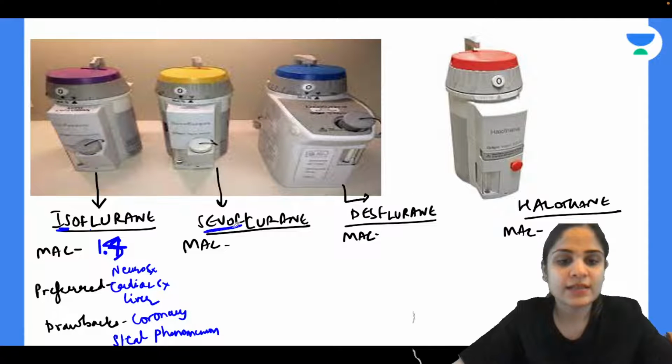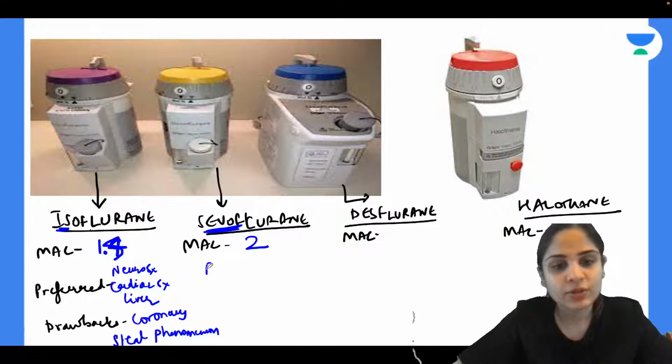So I always say, "सिवाय हम दोनों के इस दुनिया में और कोई नहीं है." So that is the Laila Majnu dialogue, "सिवाय हम दोनों के." So MAC of sevoflurane is 2. Okay, "इस दुनिया में और कोई नहीं है."